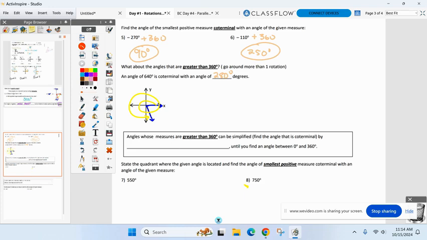Real quick again, what was the rule? If I have something bigger than 360, how do you make it smaller? You've got to subtract 360. Good. So anything bigger than 360.